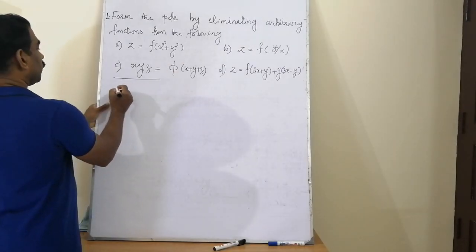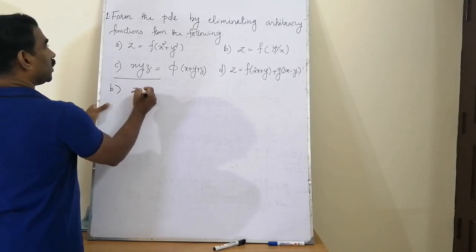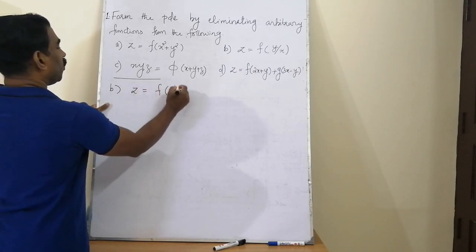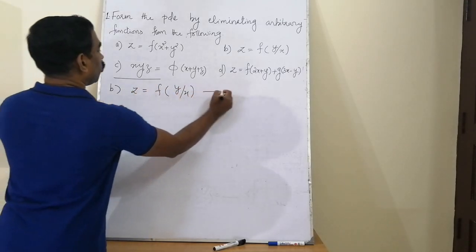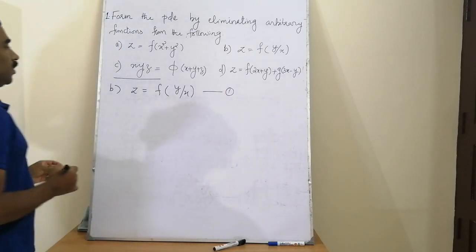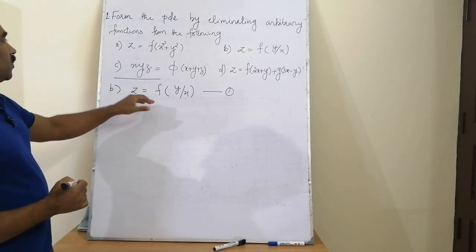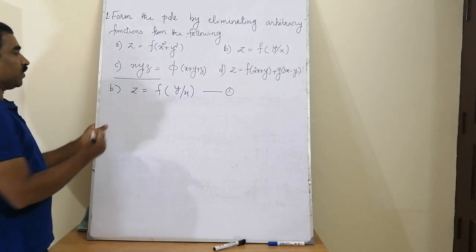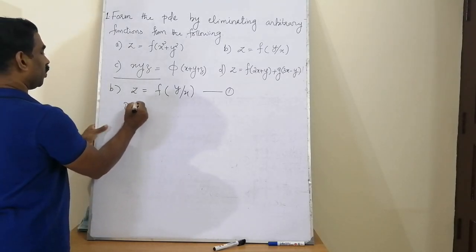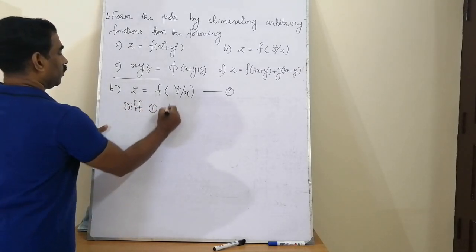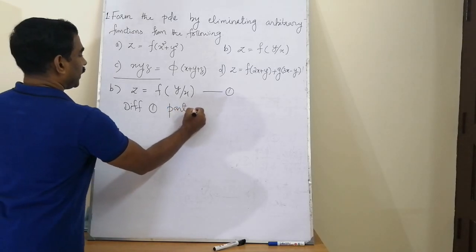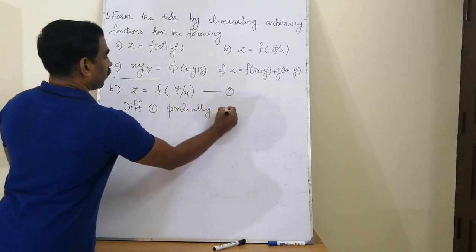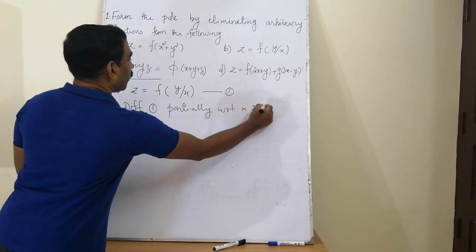Second part, z is equal to an arbitrary function of y/x. Equation number 1. There is only one arbitrary function, so we will expect a first order partial differential equation. Differentiating equation number 1 partially with respect to x and y.